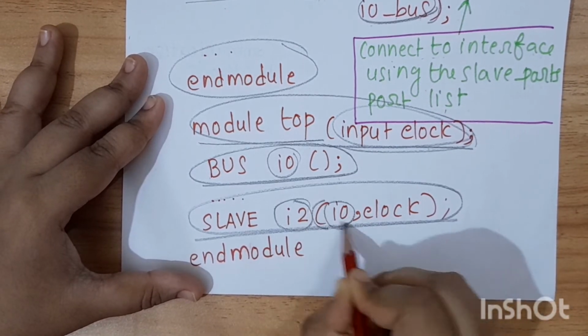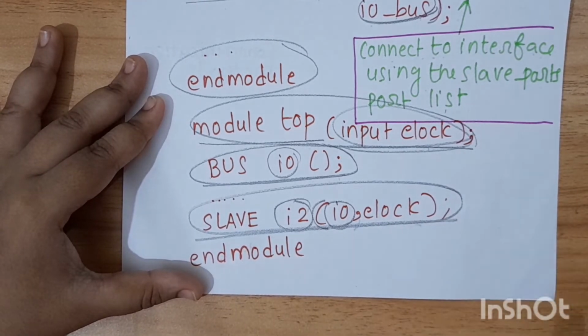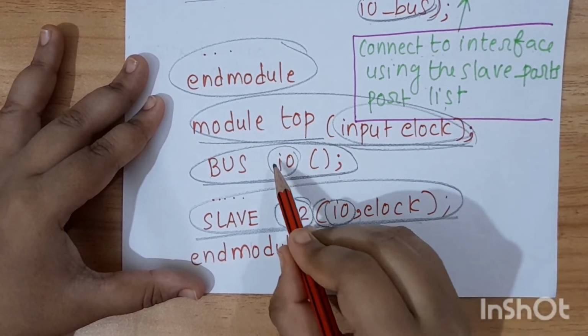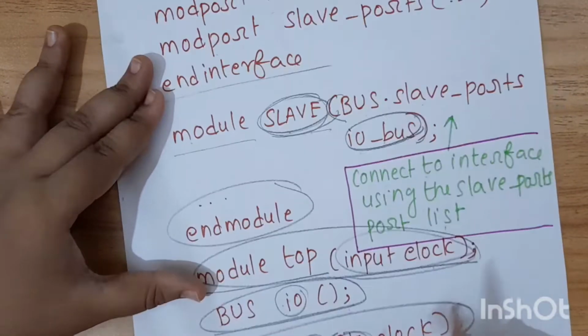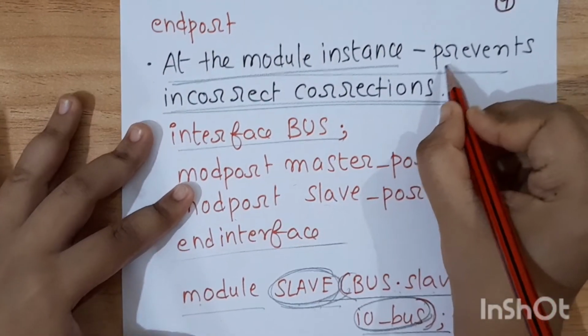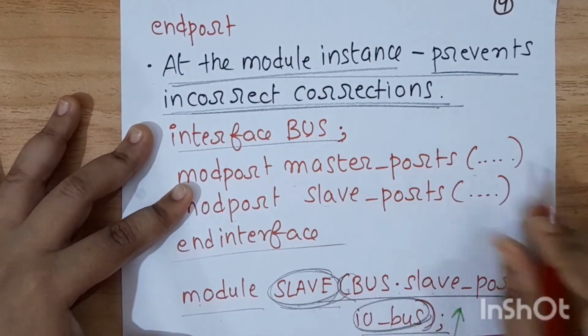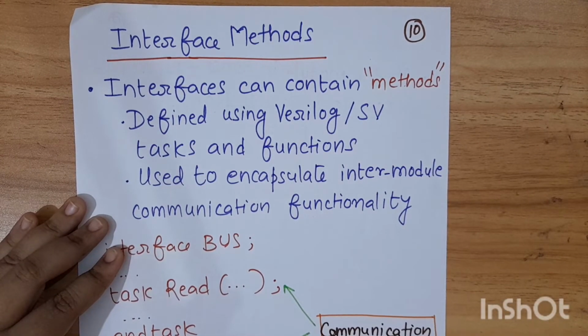You see the connection, only IO is passed here, comma, clock, bracket, semicolon. So here IO dot slave port is not provided. The connection we have done directly here. So what it does, it prevents incorrect connection. We spoke about mod port, only mod port we spoke about.